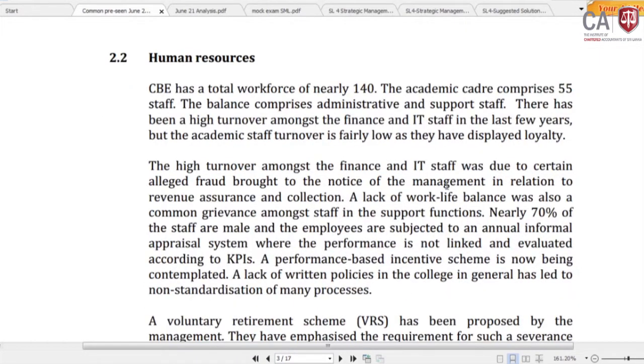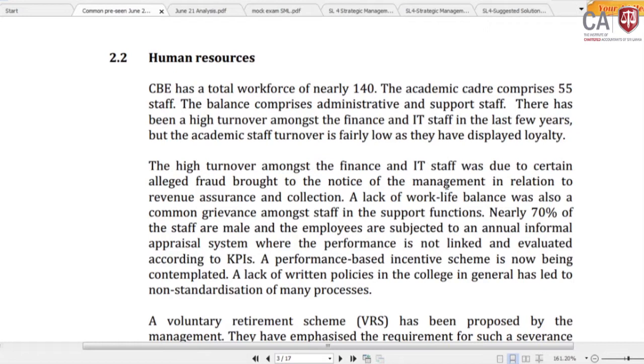Then they have given some information about human resources. What information have they given on human resources? They have a staff workforce of nearly 140. The academic staff number is 55. The balance 95 comprises administrative support staff. One of the problems they are facing at present is the high turnover among finance and IT staff in the last few years. There was a high turnover among finance and IT staff, so that indicates that employees are not very happy with the company. But academic staff turnover is very low, which shows good loyalty.